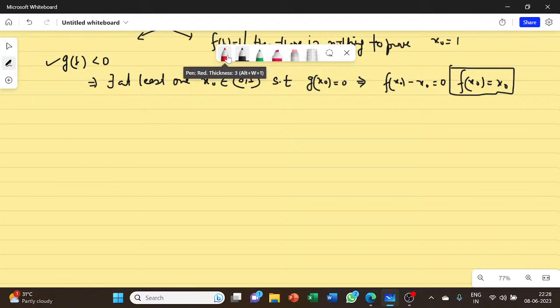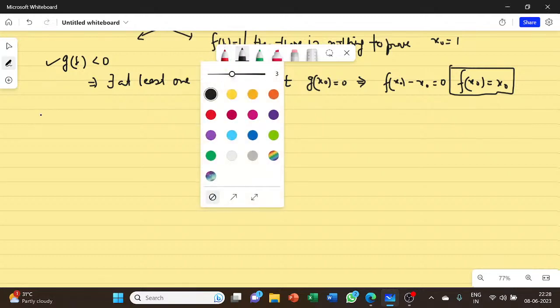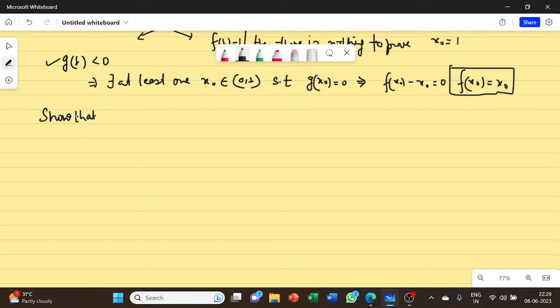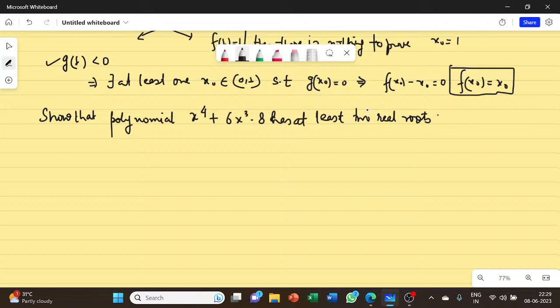Okay, so just try to solve this question. Show that the polynomial x raised to power 4 plus 6x cube minus 8 has at least two real roots. So we have to show that x to the power 4 plus 6x cube minus 8 has at least two real roots. I'm giving you a minute to think over it, and then I will solve. Don't worry.